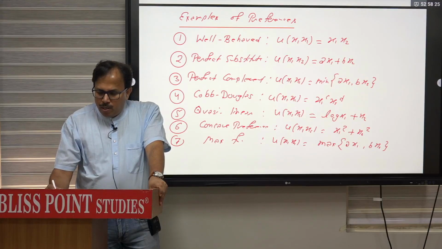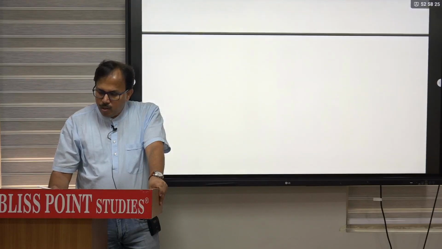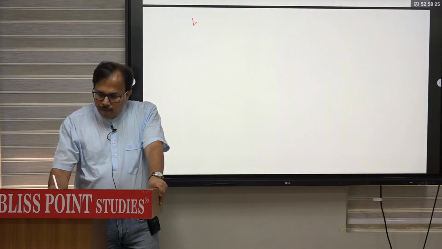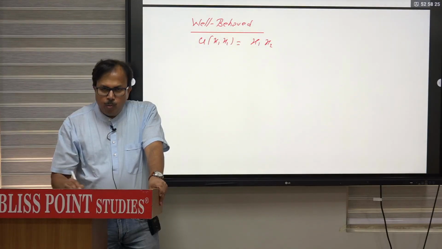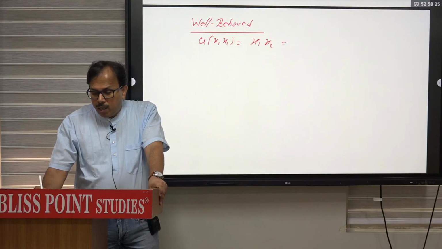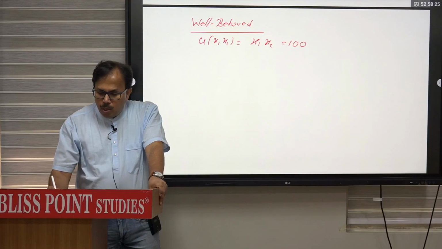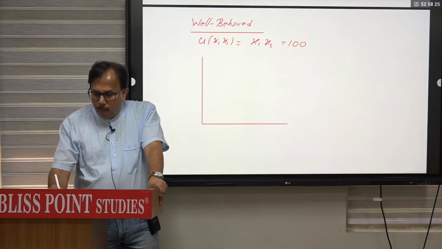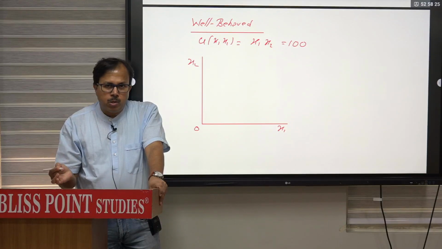So what is the meaning of this well behaved? Now we can start one by one and elaborate. So first is well behaved. Well behaved preference. So I said it is written as x1 into x2. Now if any number is written after it, that number will measure the utility. That means utility is 100. So there can be different combinations of x1 and x2 whose product can be 100.